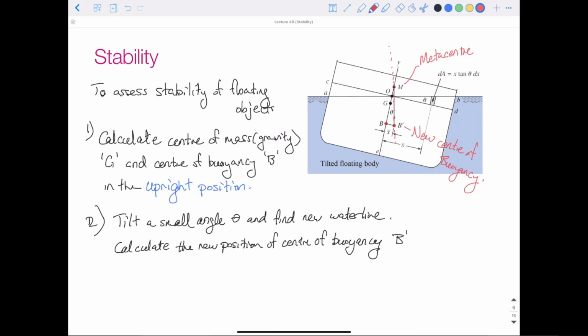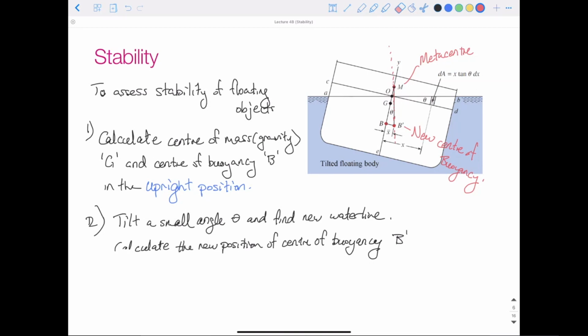So let's write this. We tilted the body a small angle, we found a new water line, we calculated the new position of the center of buoyancy, which we'll get to, and that's a distance x bar away from that line of symmetry. And then if we draw a line directly upwards from that new buoyant line, that will cross the line of symmetry at a point called the metacenter.